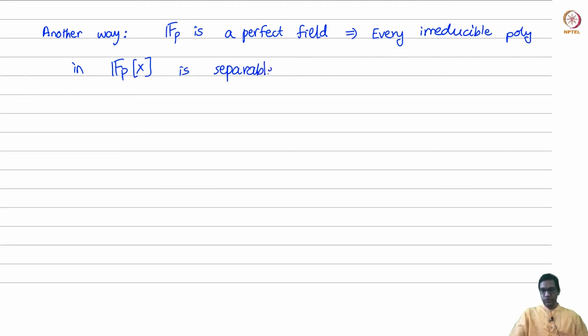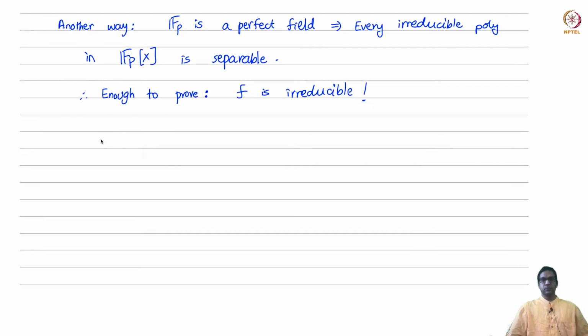So I have used that result that we proved about perfect fields, and in the context of this problem, therefore, it's enough to prove that f is irreducible. We were asked to prove both, but it's enough to show just one thing, that f is irreducible. That would automatically imply separability. So let's show that f is irreducible.